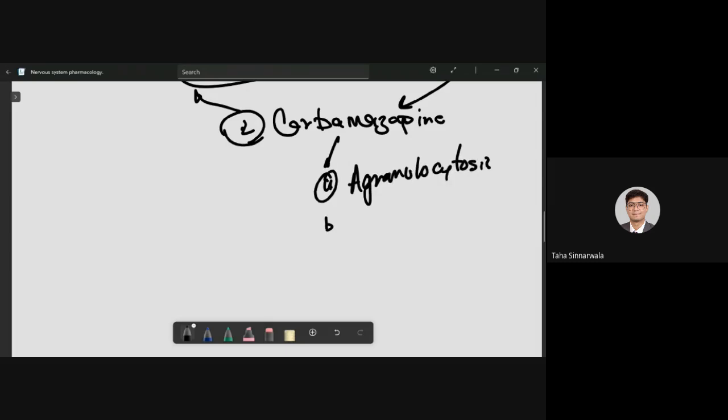And what do you guys think agranulocytosis means? Absence of granulocytes, yes. That's why you see it's an A. A means no, then granulocytes. So that just means there are no granulocytes in the blood. And along with this, it can also cause aplastic anemia.